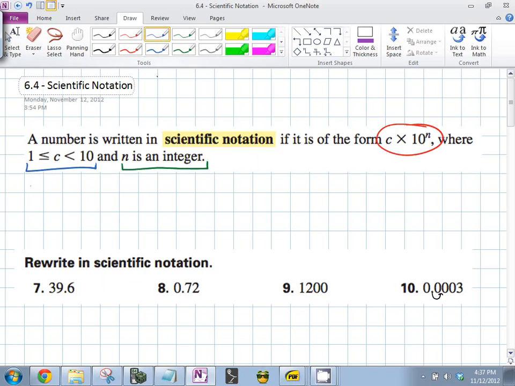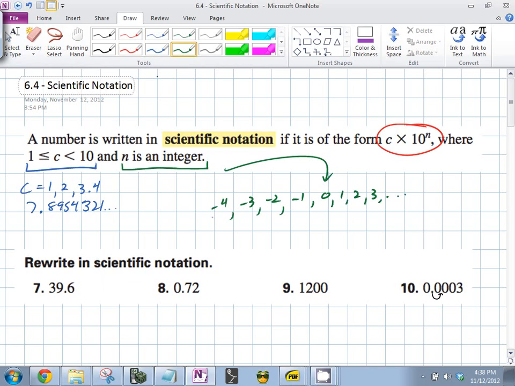So c could be 1, could be 2, could be 3.4, could be 7.8954321, etc. You could have as many numbers after the decimal as you want. N is any integer, so it could be 0 or 1 or 2 or 3, etc. It could be -1 or -2 or -3, because integers are the whole numbers right here, the negative whole numbers right there, and the magic number 0.